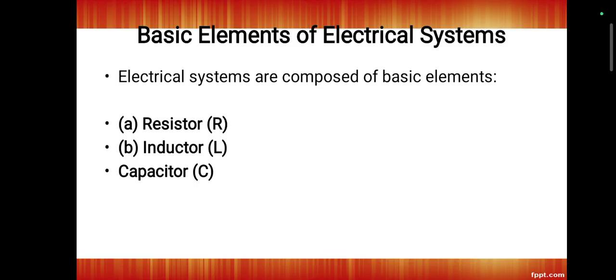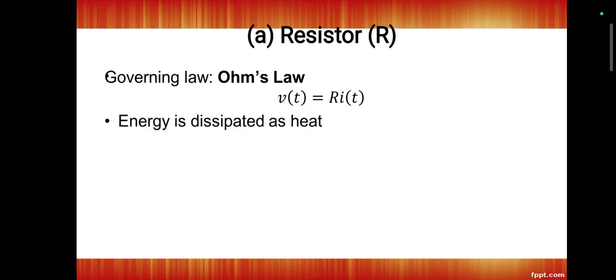There are three basic electrical elements in this system. These three basic elements are R, L, C, that is resistor, inductor and capacitor. The first one is the resistor, which follows Ohm's law, that is V of t equals R into I of t. Energy is dissipated as heat, according to the resistor element.